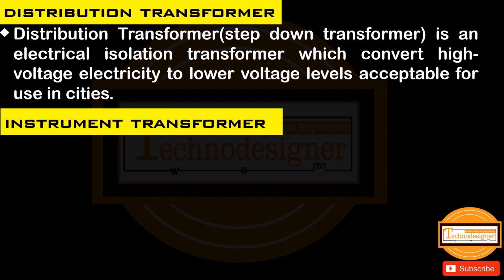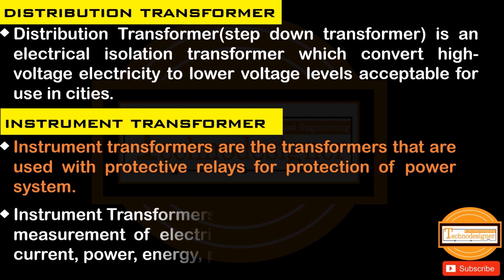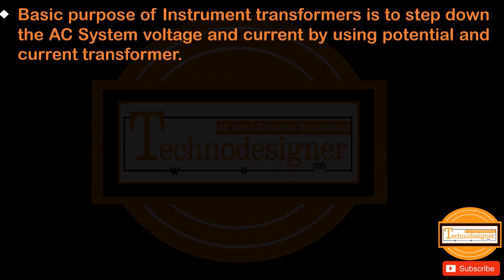Instrument transformer. Instrument transformers are the transformers that are used with protective relays for protection of the power system. Instrument transformers are used in AC systems for measurement of electrical quantities, that is voltage, current, power, energy, power factor, frequency. The basic purpose of instrument transformers is to step down the AC system voltage and current by using potential and current transformers.